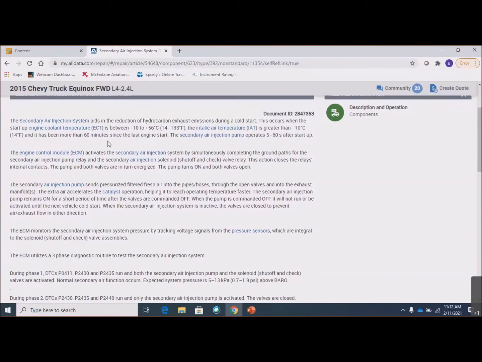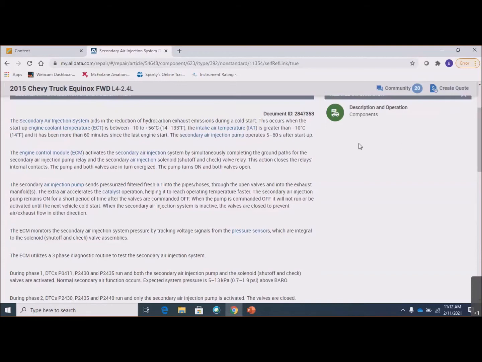The thing about this is it has some temperature parameters. The engine coolant temperature can't be super cold, but relatively cold, 133 degrees. We just talked about how normal operating temperature is more like 200, right? So this car's been sitting a while. It can't be less than 14 degrees, the intake air temperature. And the vehicle's been sitting for 60 minutes, right?